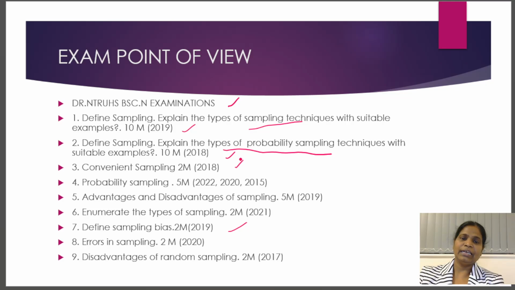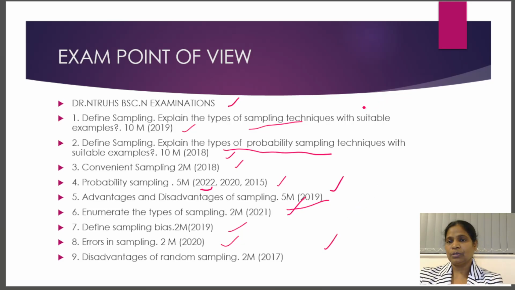Then in 2000 again, convenient sampling for a 2 marks question. Probability sampling is asked almost in 2022, 2020 and 2015. It's a 5 marks question. Advantages and disadvantages of sampling in 2019 for 5 marks. Again, enumerate types of sampling, how many types of sampling, just listing down. It's a 2 marks question. Errors in sampling, this is asked in 2020. And disadvantages of random sampling, it's a very important topic.